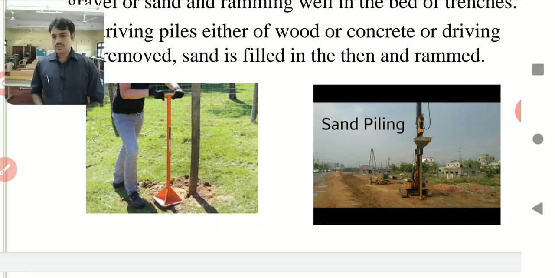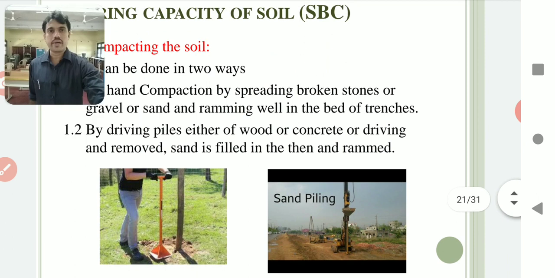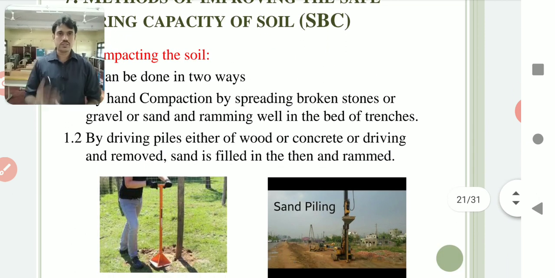So that method is also defined as compaction, we call it compacting. So we are removing voids, air voids. So that is the process. By removing air voids, automatically the bearing capacity will increase. Next one is by driving piles, either of wood or concrete.